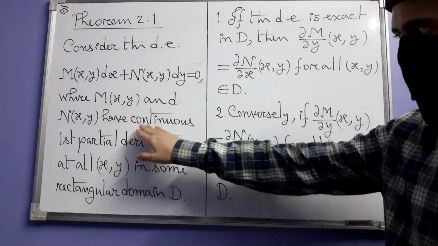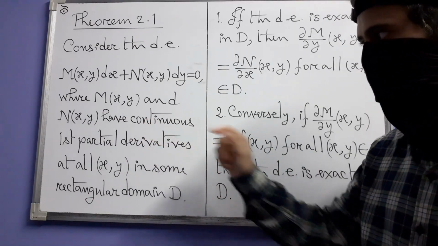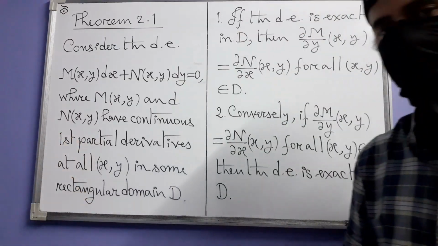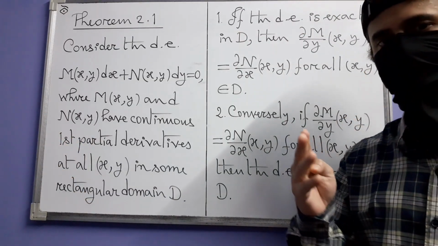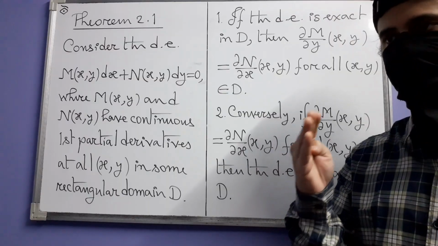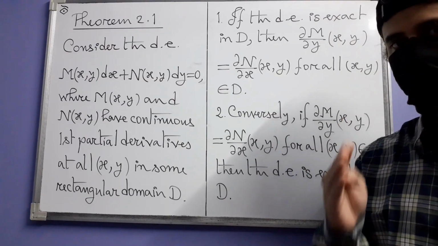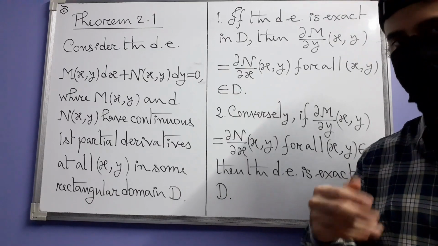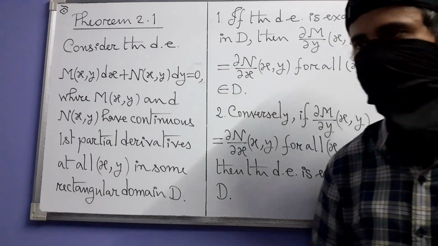And what are these conditions? These conditions say that for both M and N, the two partial derivatives, one with respect to x and the other one with respect to y, are both continuous in this domain. So they both exist, of course, also.